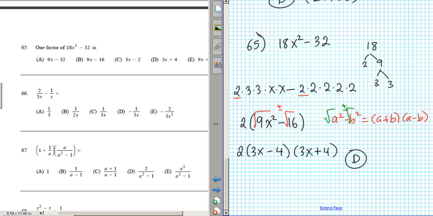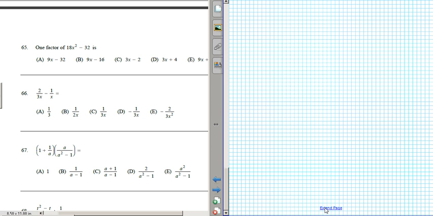On number 66, we're asked to evaluate a rational expression. So we have number 66, 2 over 3x minus 1 over x. Any expression with a variable in the denominator can be described as a rational expression. So to do this, what we need to do is we need an LCD. Alright, because the rule of fractions is that the denominators must be the same in order for you to add them.